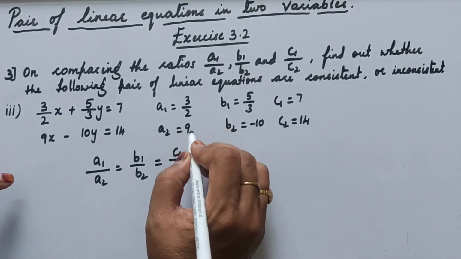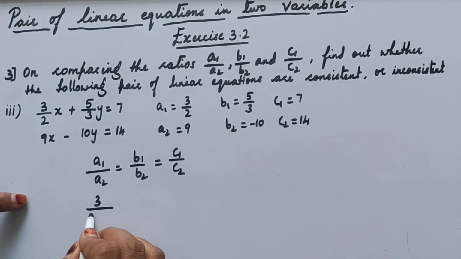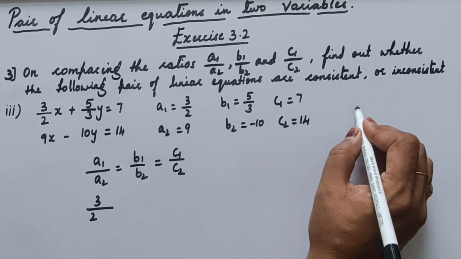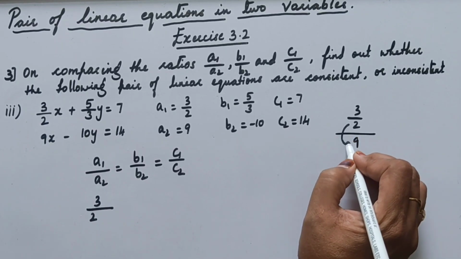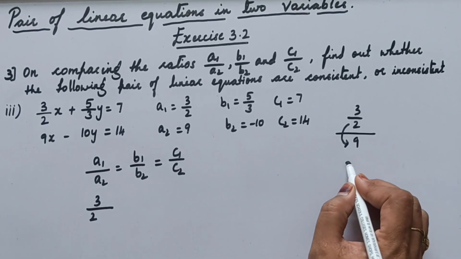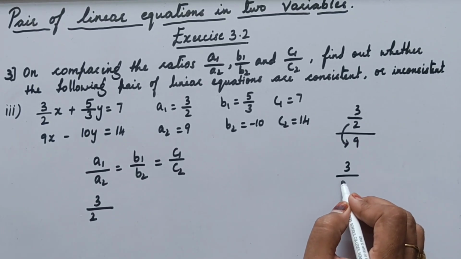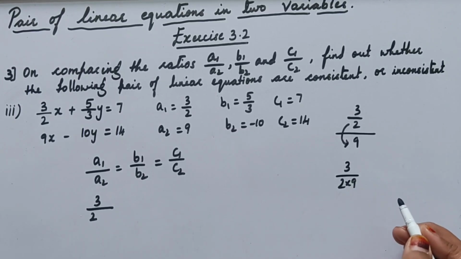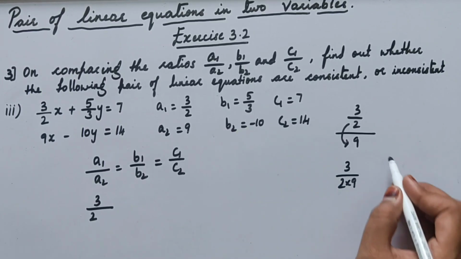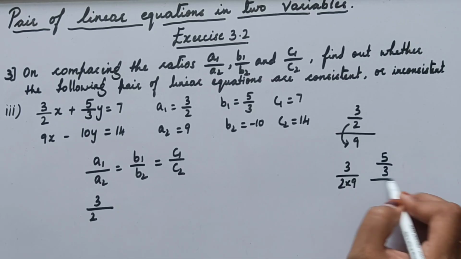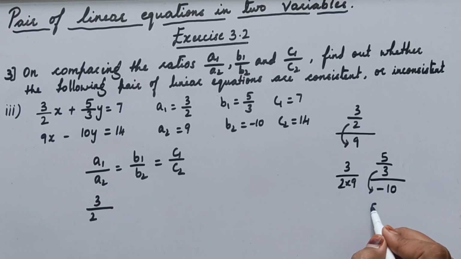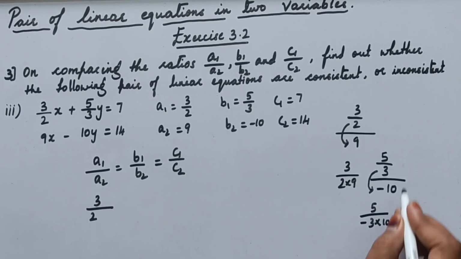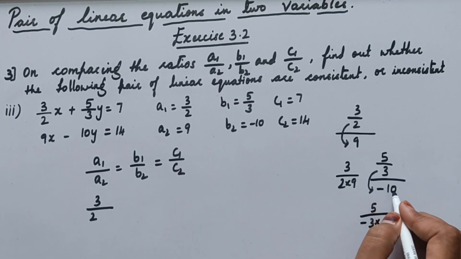Okay, A1 upon A2, 3 upon 2, so this is 3 upon 2 upon 9. If we write, this 2 will go in the denominator, and we just write 3 divided by 2 into 9. Now similarly I have got here 5 upon 3 whole divided by -10. So 3 will go in the denominator, so I'll get 5 upon -3 into 10. I hope this is clear. So 3 will go down, 3 into 10.